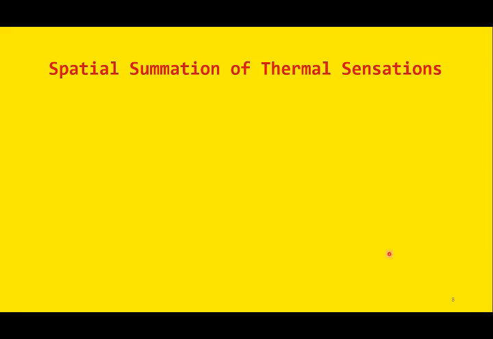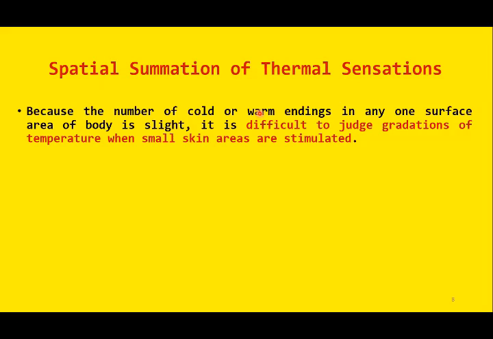Another property exhibited by thermoreceptors is the phenomenon of spatial summation. We have already discussed the two types of summation: frequency summation or temporal summation, and the other type is spatial summation. So spatial summation is exhibited by the thermoreceptors, and it is very difficult to judge the gradations of temperature when the stimulated skin area is small.